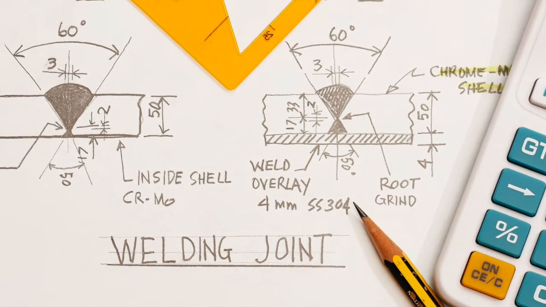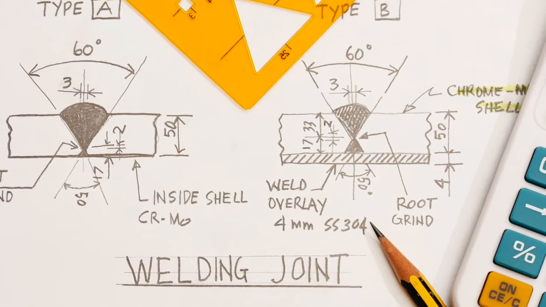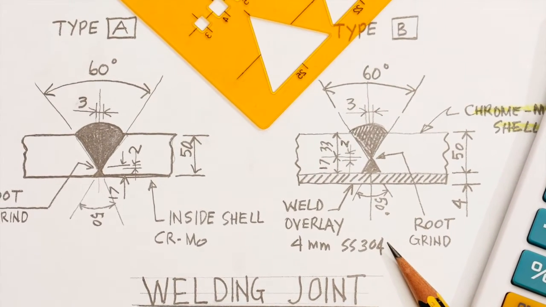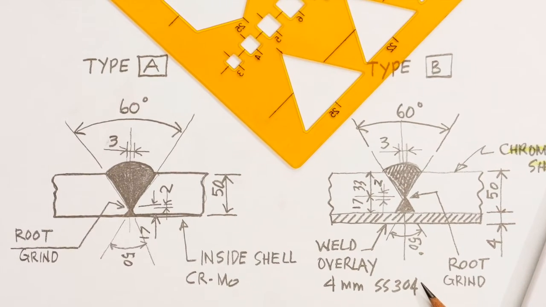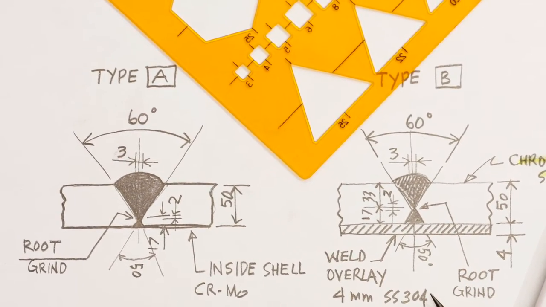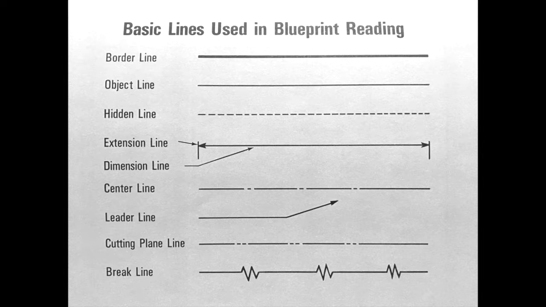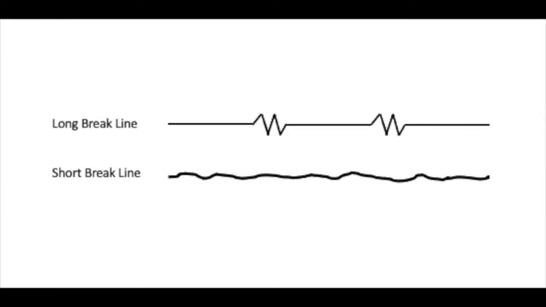If a person were to only use a straight line to draw a print, there would be much confusion. It is because of this that a series of different lines have been developed to communicate different things. There are a total of 10 different lines that could be used when drawing a blueprint. There are 2 different types of break lines. This shows the variation between a short and long break line.